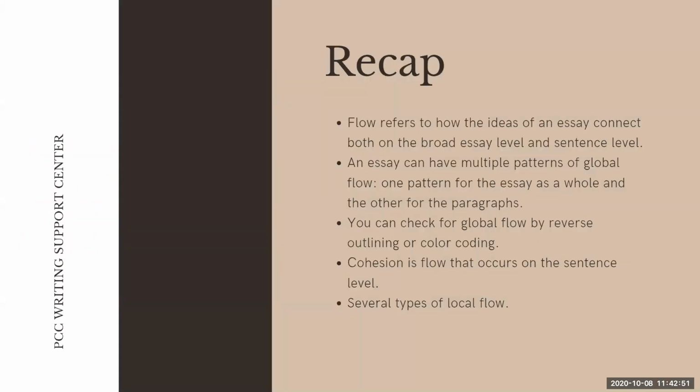And that brings us to the end. Just a reminder, flow refers to how the ideas of an essay connect, both on the broad essay level and the sentence level. An essay can have multiple patterns of global flow: one pattern for the essay as a whole, and then another for the individual paragraphs. You can check for global flow by reverse outlining or color coding. And cohesion is flow that occurs on the sentence level. So this is our local flow, and there's several types as we've discussed.